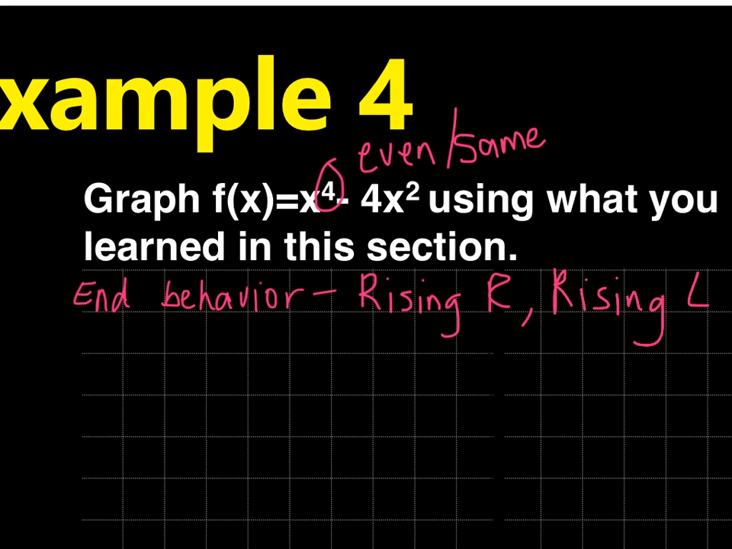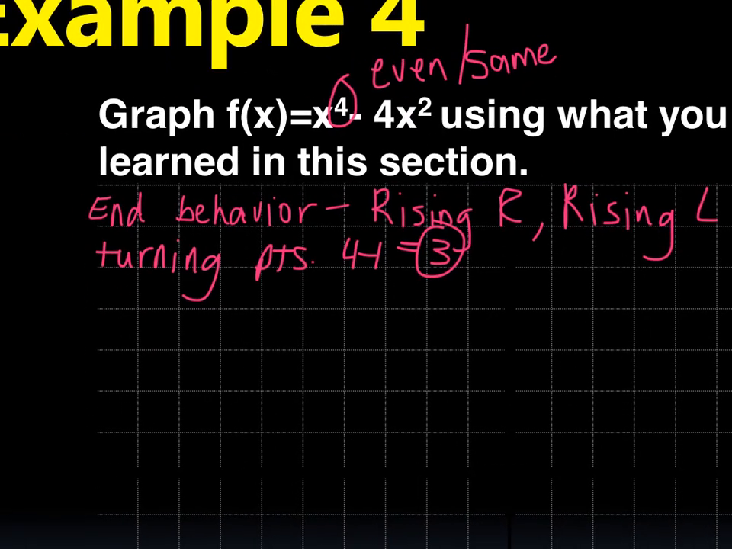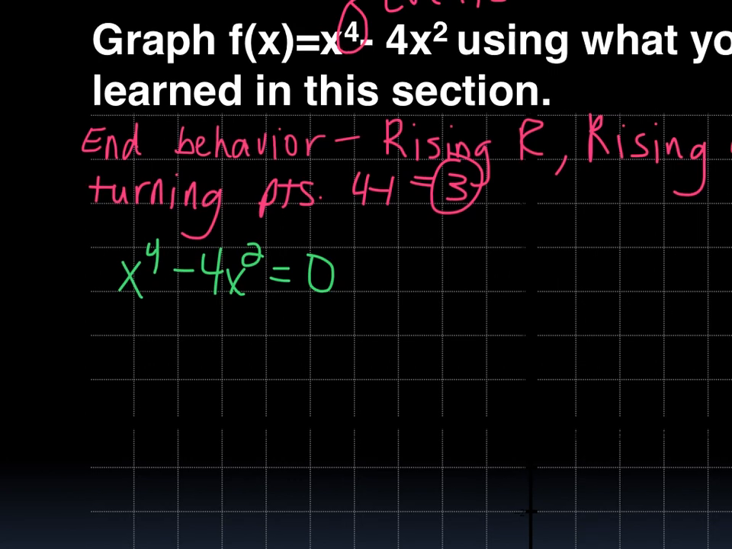Now, if I asked you how many turning points there are, how'd you get that? Good. 4 minus 1. So there's 3 bumps. Now I need to know what my zeros are. How do I figure out what zeros are? You're going to factor. Good. So I have x to the 4th minus 4x squared equals 0. What's the first thing we always look for when we're factoring? Greatest common factor. What can I take out of both? X squared. And I'm left with x squared minus 4, yes?